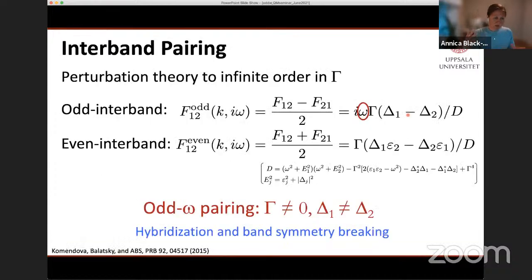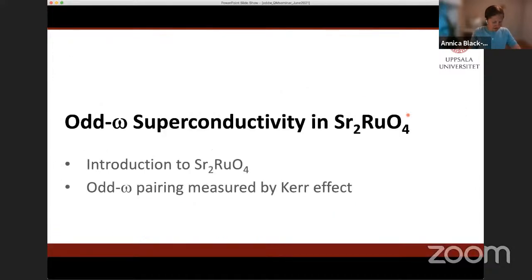Okay, so this shows that this can appear in a multiband superconductor. The question is, do we find it in any real material? So we looked at many materials at this point. I'm going to show you two different systems with some examples. The first one is Strontium Ruthenate, where we can actually link the odd frequency pairing to the measured Kerr effect in this material. So let me show you how that can be done.